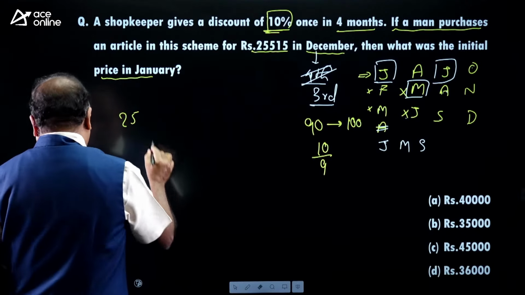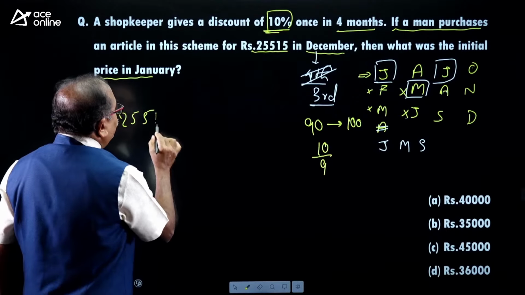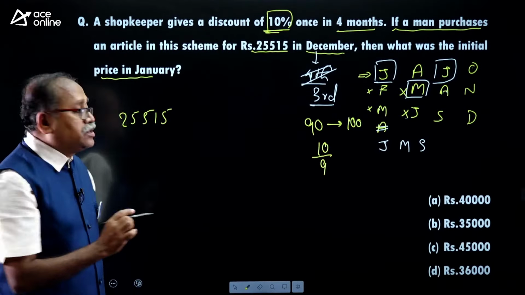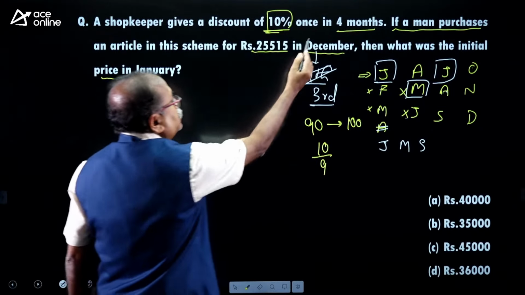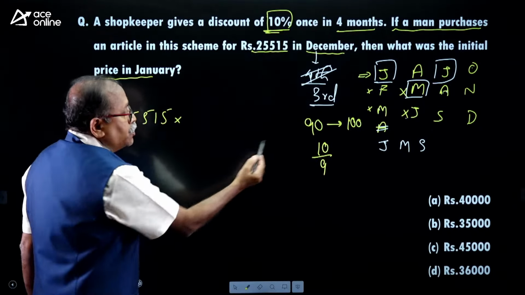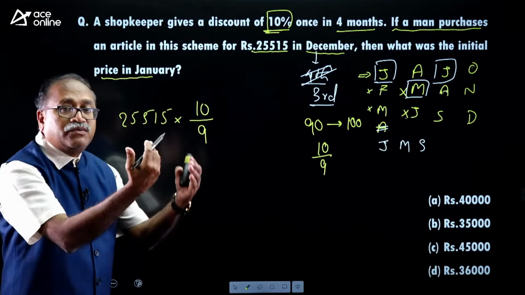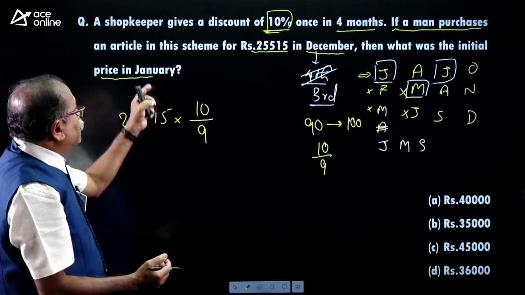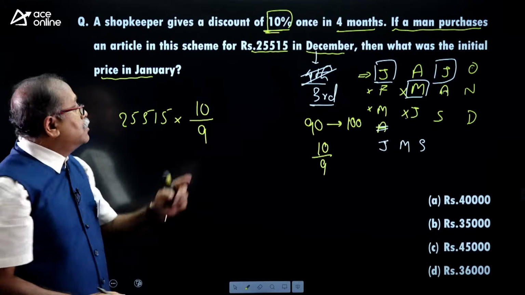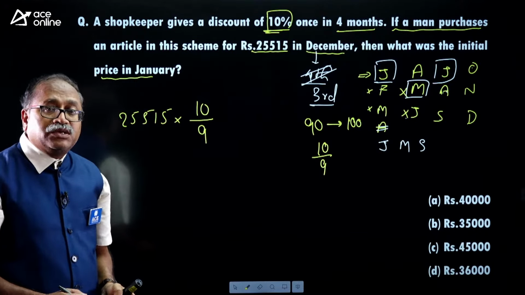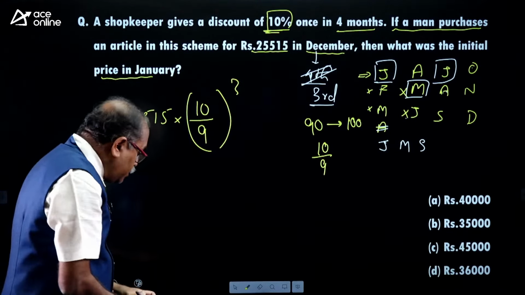Okay, 1 minute. Here 25,515, that is in the month of December. Then coming 3 months back, once in 4 months, so 4 months back, the value will be 10 by 9. And how many times will you come 4 months back in order to get January? 3 times you have to come 4 months back to get the month of January price. So to the whole power 3. That's all.